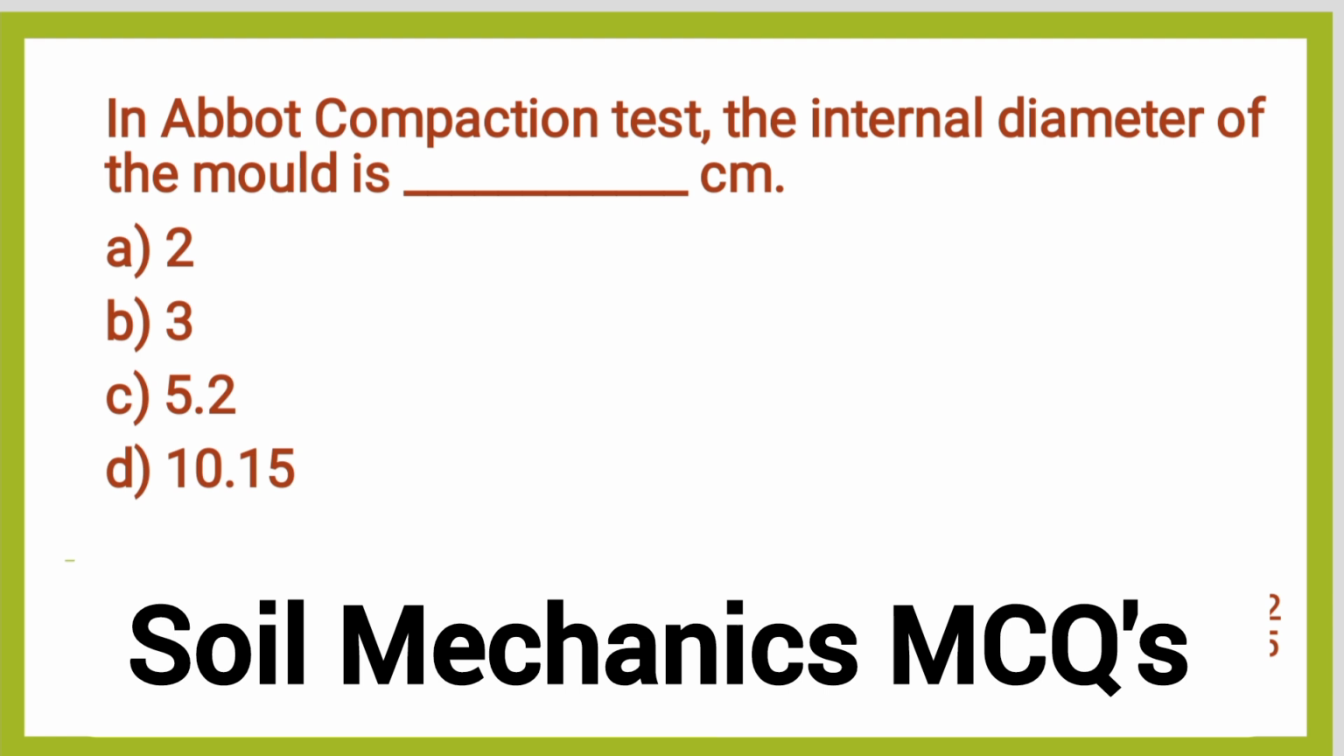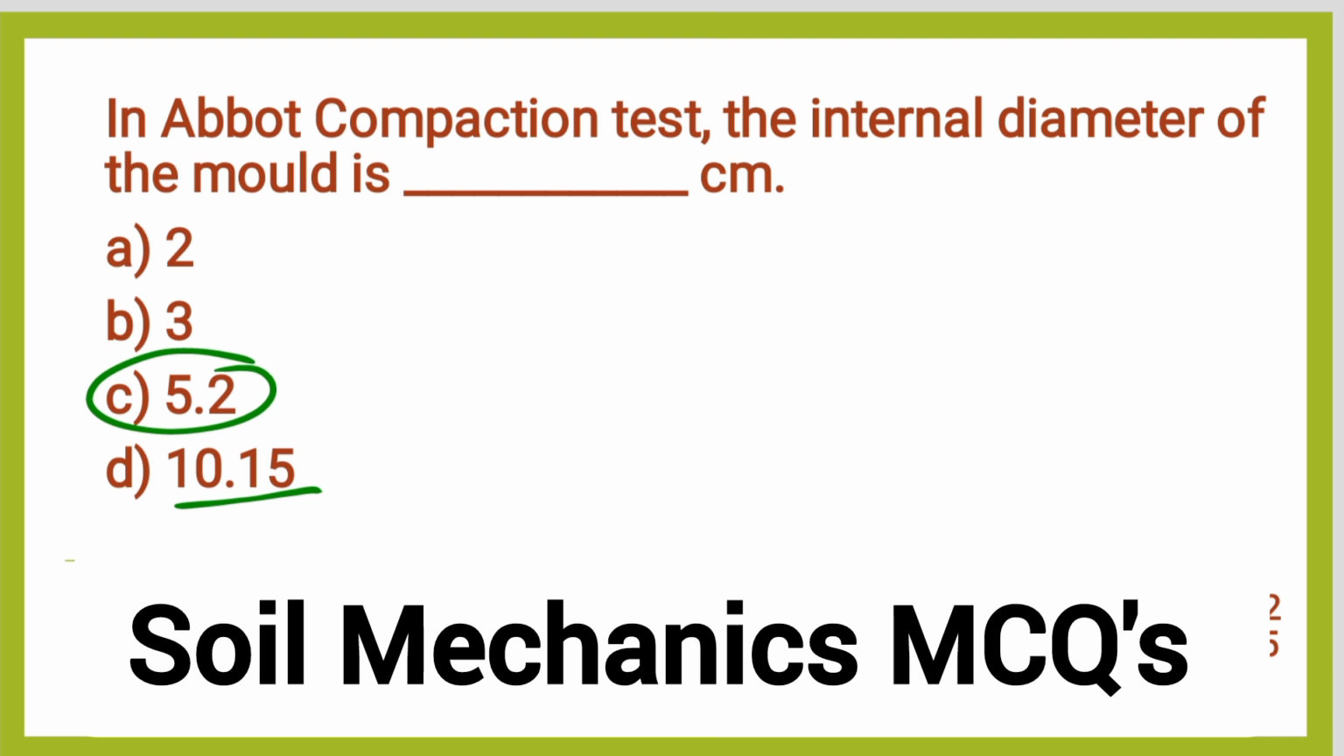So next question: in the Abbot compaction test, the internal diameter of the mold is option A 2 cm, option B 3 cm, option C 5.2 cm, and option D 10.15 cm. So in the Abbot compaction test, the internal diameter of the mold is 5.2 cm. So option C is the correct answer. In the standard Proctor test, the internal diameter of the mold is 10.15 cm. So we have to remember.